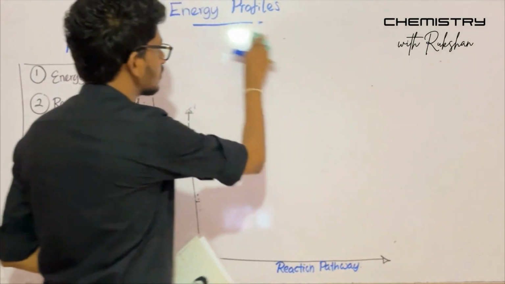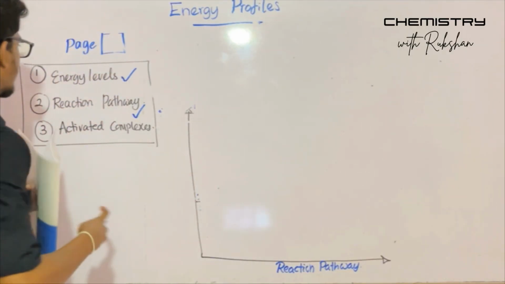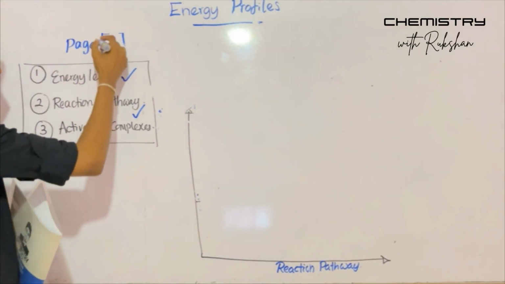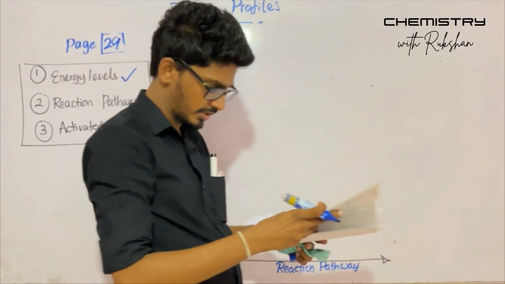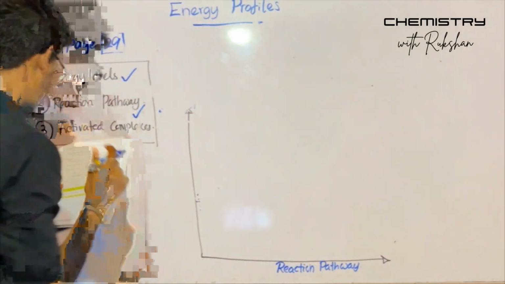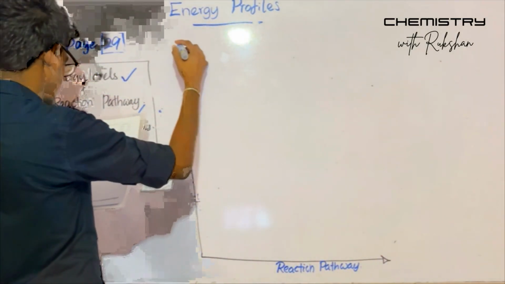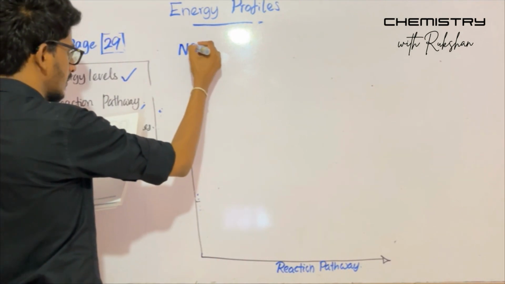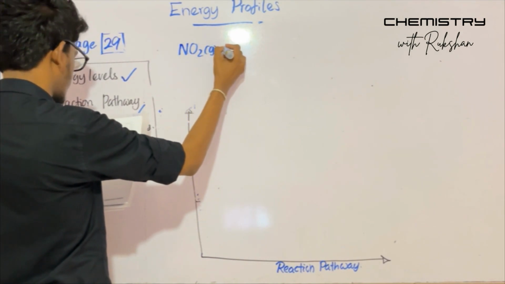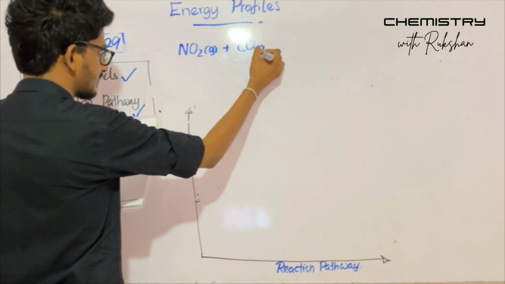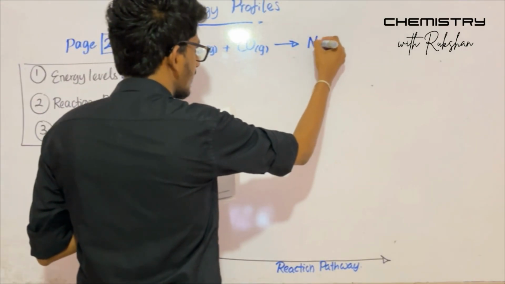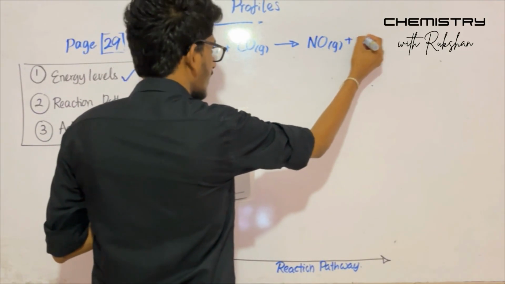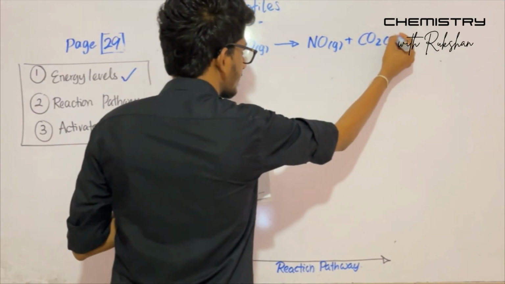So example number 2. This is for the mechanism at page number 29, right? Right. So it is like this. The overall reaction is like this. The NO2 gas reacting with CO gas to give you NO gas and CO2 gas.